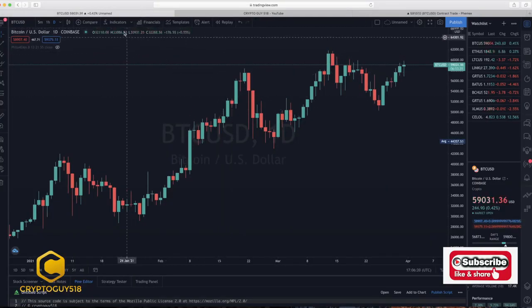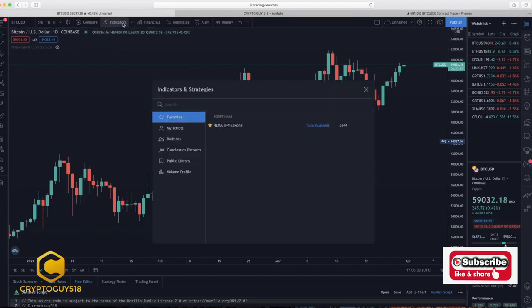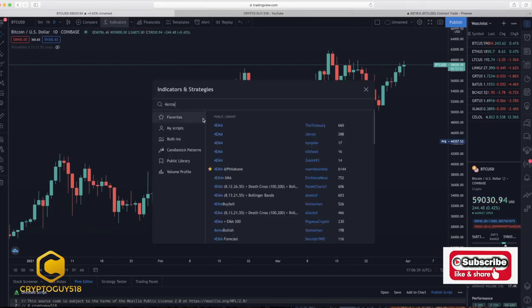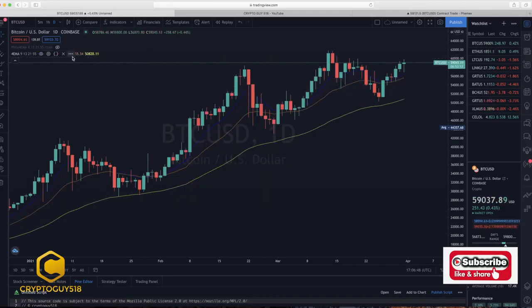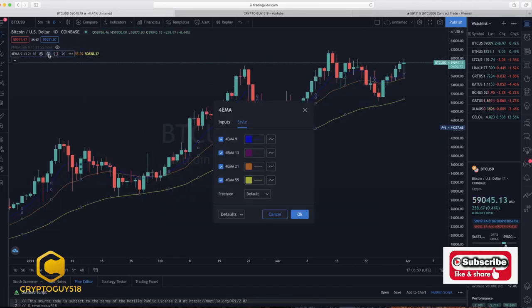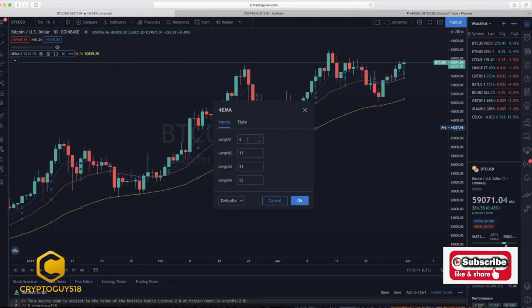Back to TradingView here. You want to come up to the tab called Indicators. Then when you get to indicators, you want to search for 4EMA, and I have it highlighted here. You want the 4EMA by fill. Just click on that, and we're going to X out of here. Then go to the settings. When you come to the inputs here, this is very crucial. You want to make sure you have 8, 13, 21, and 55.